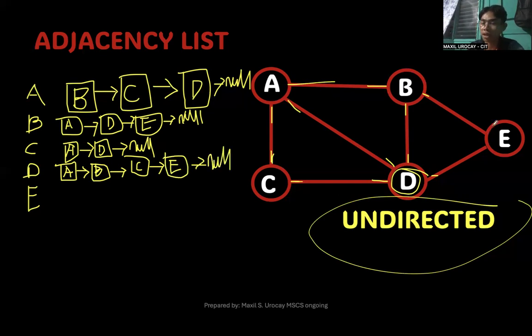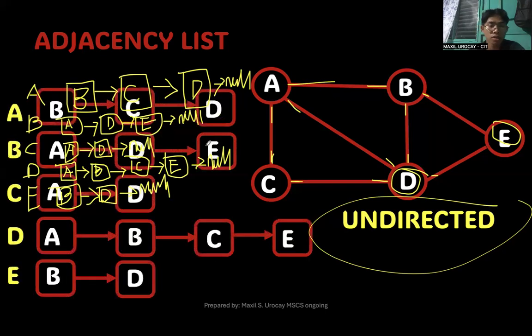And how about letter E? What are the adjacent vertices? That is B as well as D. So let's identify that, B connected to D, and that must point to null. That's how the adjacency list works. That is simpler than the adjacency matrix. So there's nothing to worry about anymore.